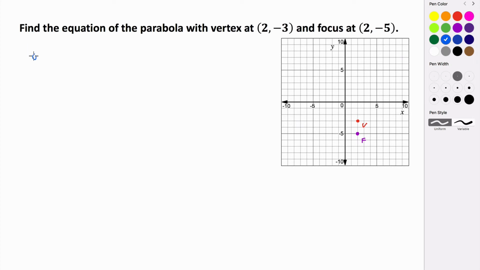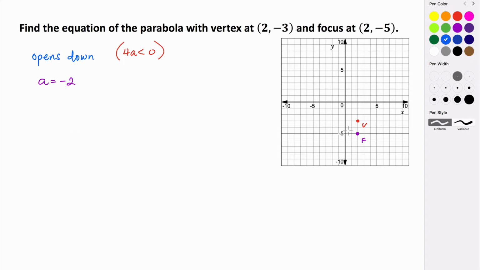So this opens down because the focus is below our vertex, and that means that the value of a, that 4a, is negative because it's opening down. Also because we know this distance is 2, that just means that the value of a is -2 because a is going to be negative.